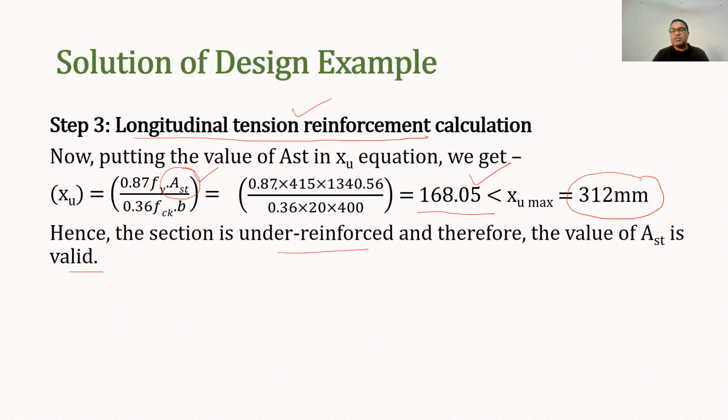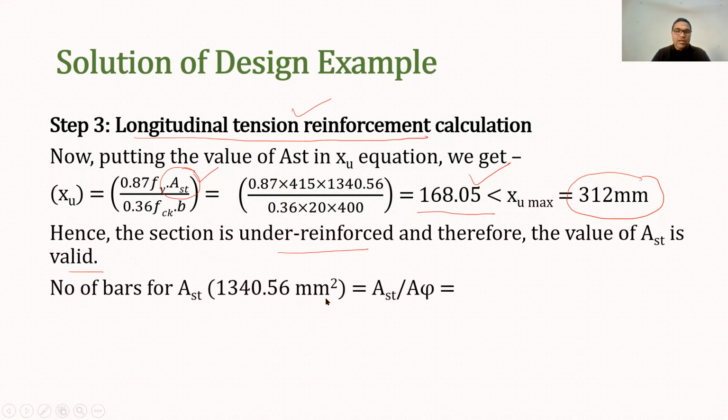Why? Because the section is under reinforced. It is now confirmed here. Now, as the Ast value is calculated, we have to distribute this area into the number of bars. So how many bars will be there? That is calculated by using this formula: total area of steel divided by area of cross section of one bar. So Ast is the total area, A phi is the area of cross section of one bar.